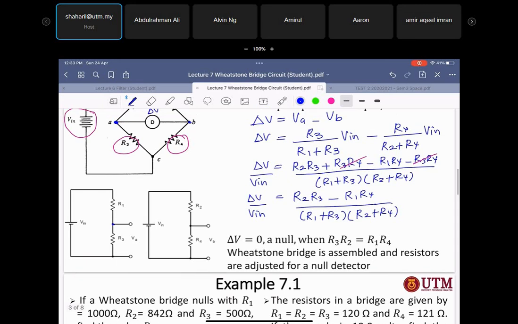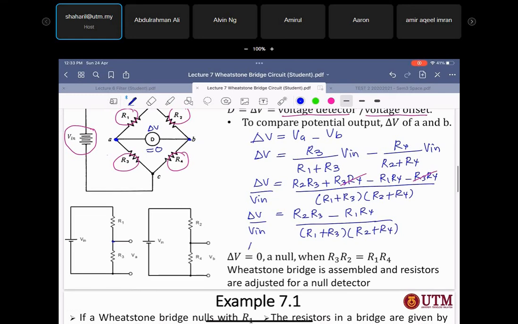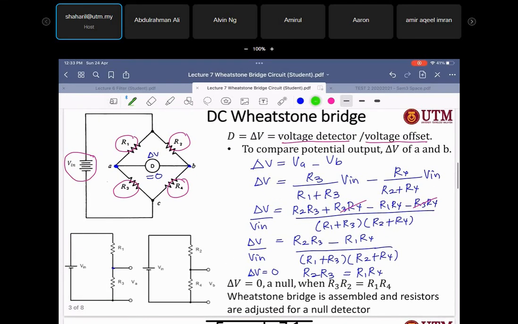So if delta V equals 0, what it means is R1 times R4 will be equal to R2 times R3. That will make delta V equal to 0. So when you want to do some measurement, you will try to set delta V equal to 0.